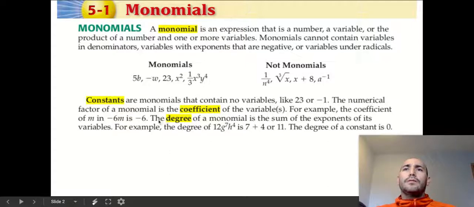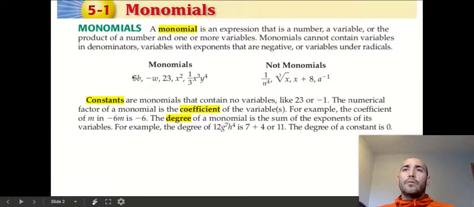Here was an example. The coefficient of m in the monomial negative 6m is negative 6. It's the number in front of the variable. The degree of a monomial is the sum of the exponents of its variables. For example, the degree of the monomial 12g to the 7th h to the 4th would be 11, because you'd add up the exponents. So 7 plus 4 is 11. So this would have a degree of 11. The degree of a constant is 0.